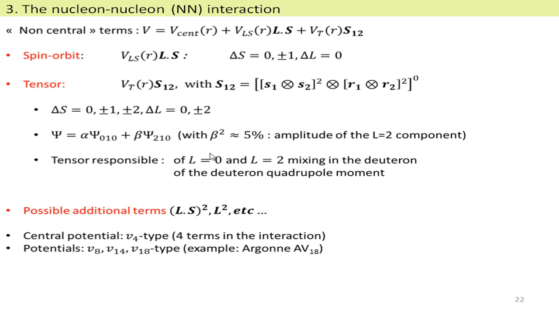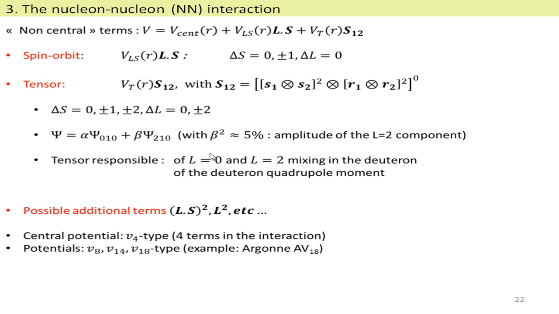And of course, there is a quadrupole moment for the deuteron. If you limit the calculation to L equals 0, the quadrupole moment would be 0. So the L equals 2 explains the quadrupole moment of the deuteron. And there are still possible additional terms, L·S squared, L squared, and so on.